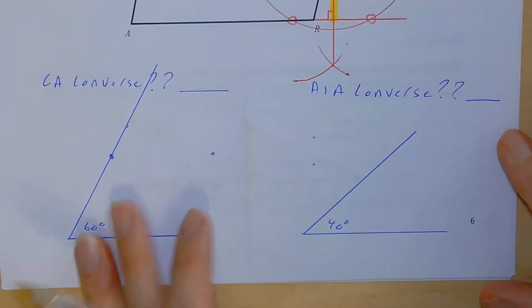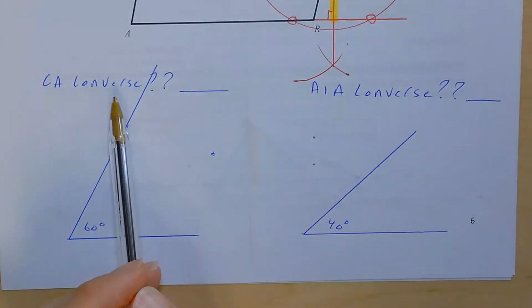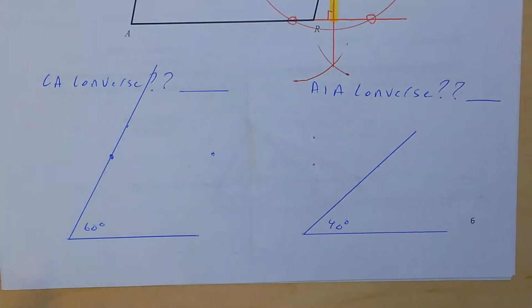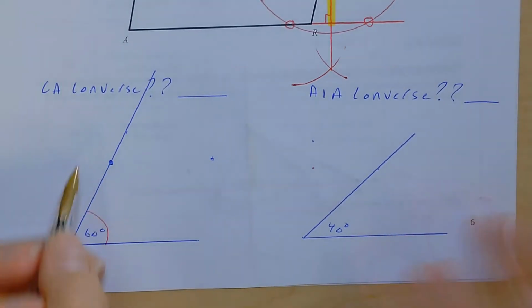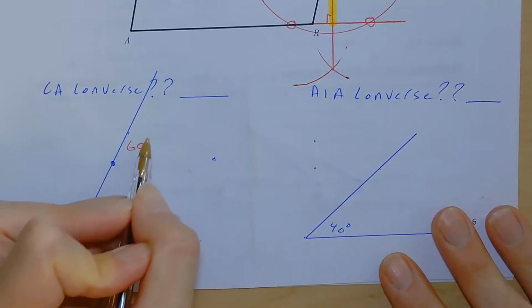So this is the question. I'm going to start with the corresponding angle converse. Do I think that's true? That would sound like this: if I have a pair of corresponding angles that are congruent, will it make my lines parallel? Do you see how I have this 60 degrees right here? So what I'm going to do is put 60 degrees right here.